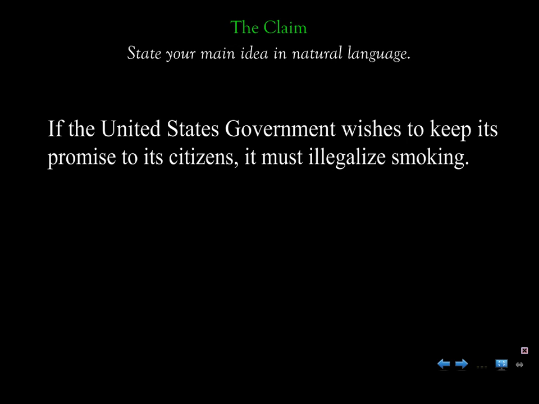In natural language, by the way, you don't feel afraid to rewrite your resolution. If your resolution sounds too technical, doesn't sound conversational, don't be afraid to rewrite it. If the United States government wishes to keep its promise to its citizens, it must illegalize smoking. The promise, of course, is the warrant. Promise to provide for the general health. It must illegalize smoking. This is basically my first paragraph.